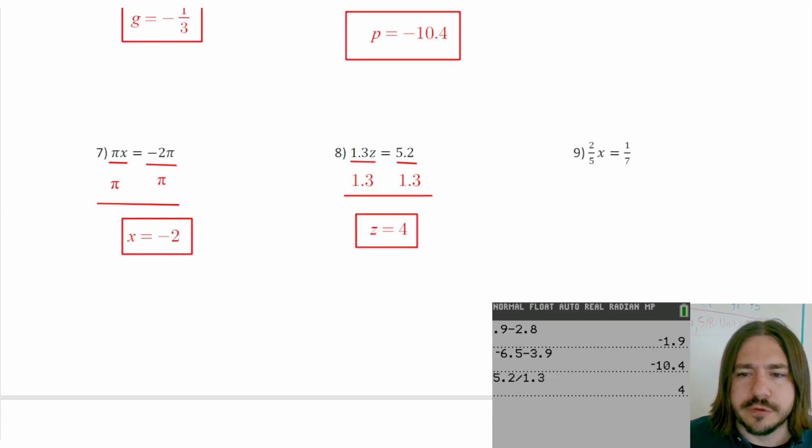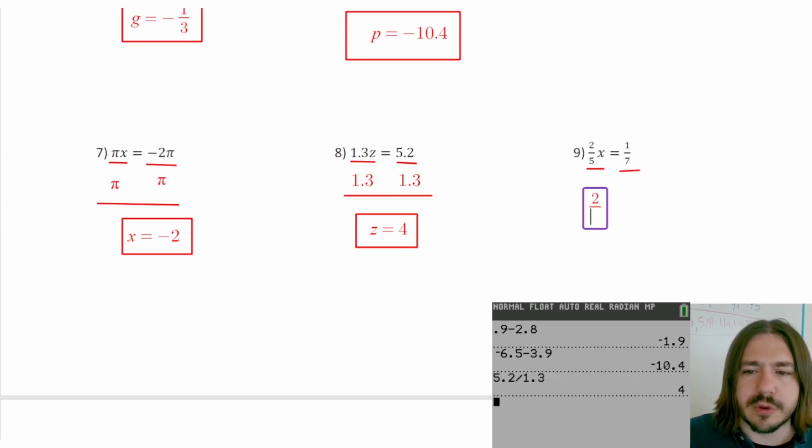For number 9, we've got 2/5 x equals 1/7. So here, you've got a couple options. You can actually take this in 2 steps if you want and multiply both sides by 5 and then divide by 2. But I like kind of just throwing it all in together and then using the calculator to do the arithmetic for me. So I'm going to divide both sides by 2/5.